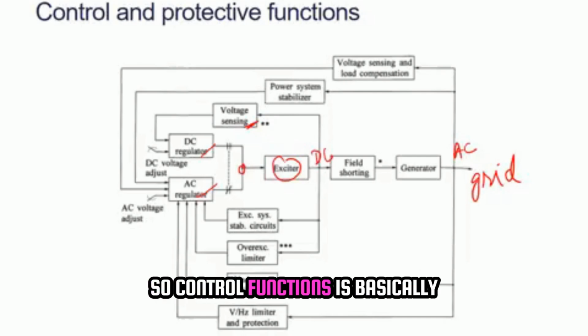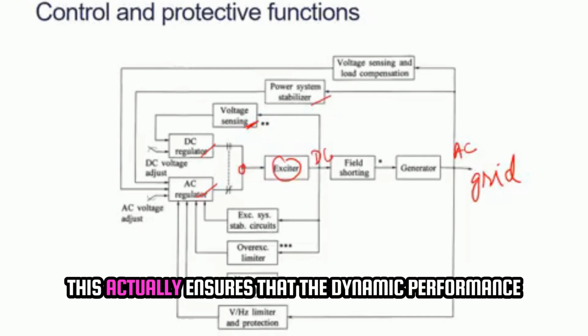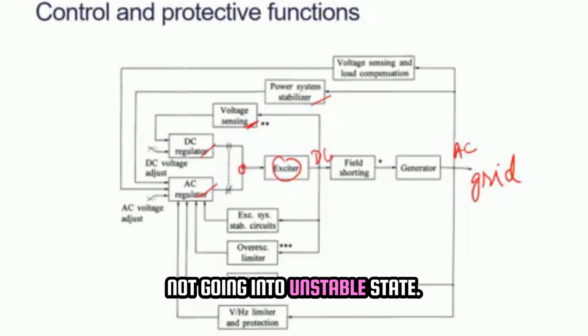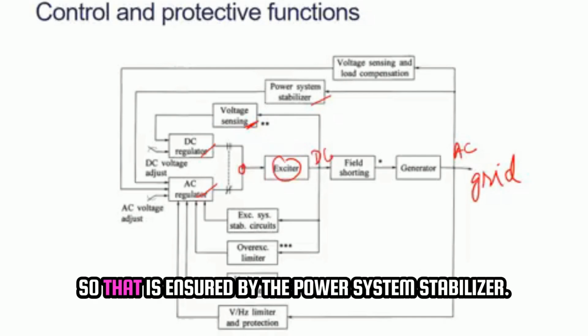So the control functions: first is the power system stabilizer. This ensures that the dynamic performance of the voltage change happening on the grid side does not go into an unstable state. It remains stable. That is ensured by the power system stabilizer.